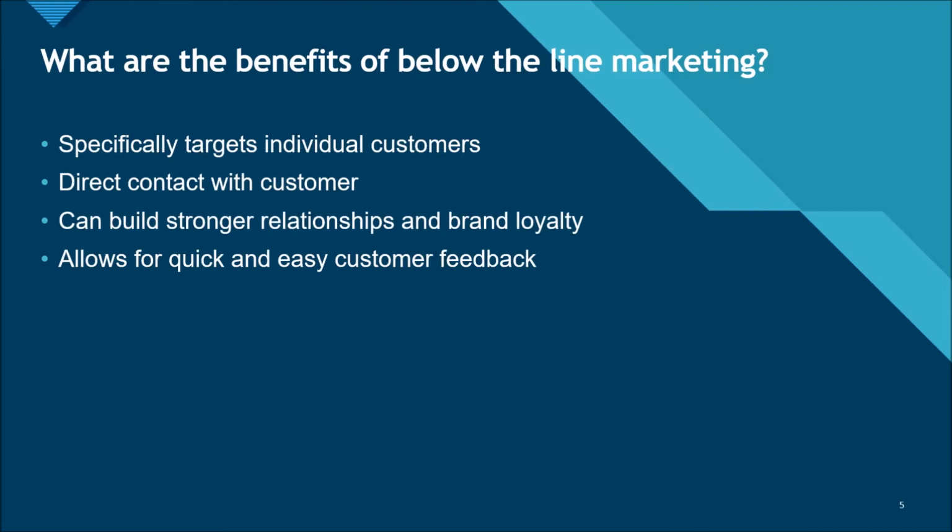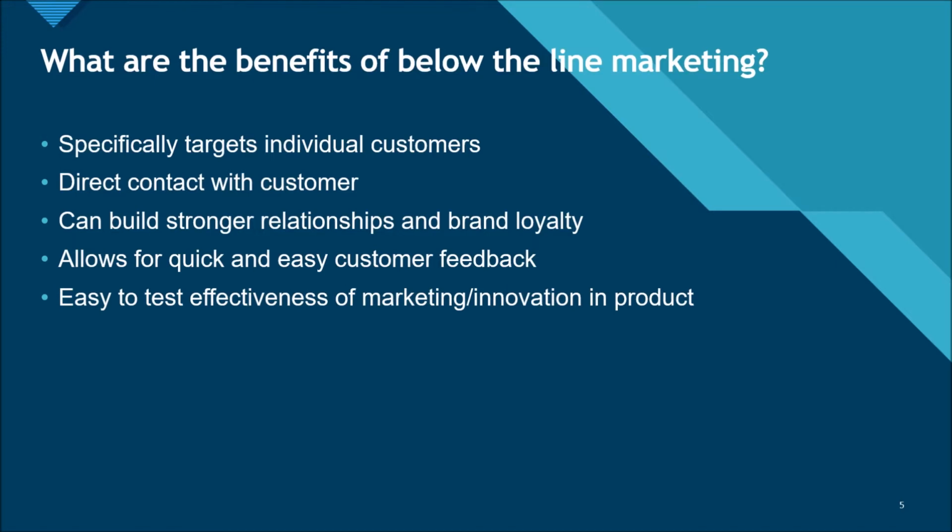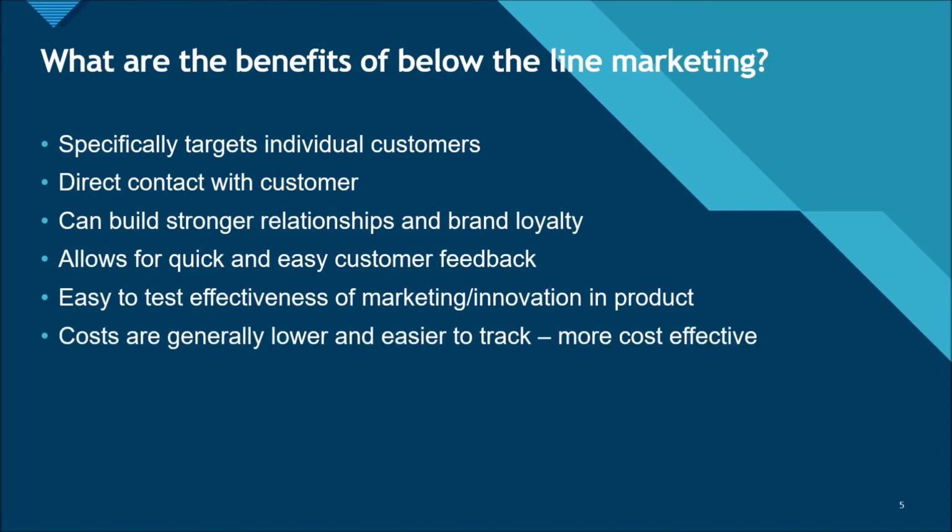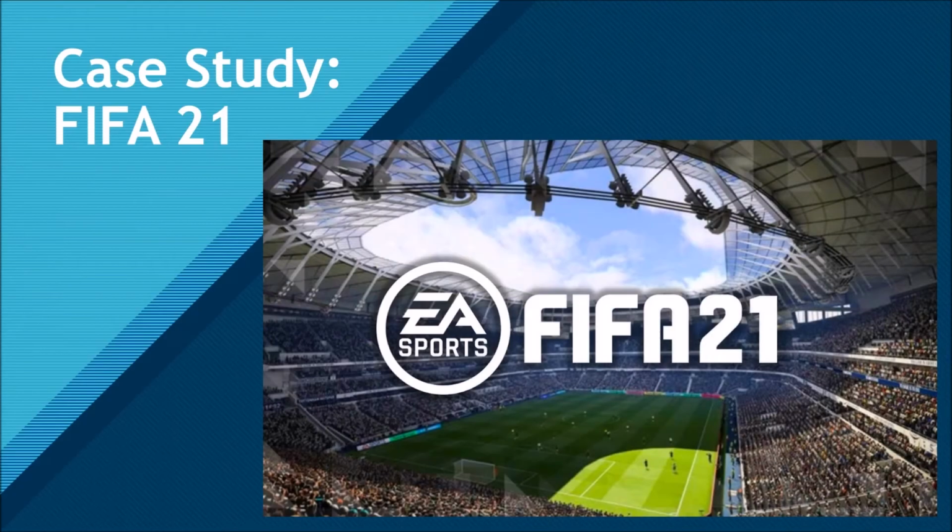It allows for quick and easy customer feedback. So when, for example, the Sonic the Hedgehog movie put a trailer up on YouTube, they got lots and lots of customer feedback about how badly people thought Sonic was rendered in terms of graphics, and they were able to change it. It also allows companies to make small changes or innovations to their products, and then they can show that to a very small audience who will be able to give them some feedback. And also below the line marketing is a lot cheaper than above the line marketing, and it's also much easier to track in terms of how successful it is.